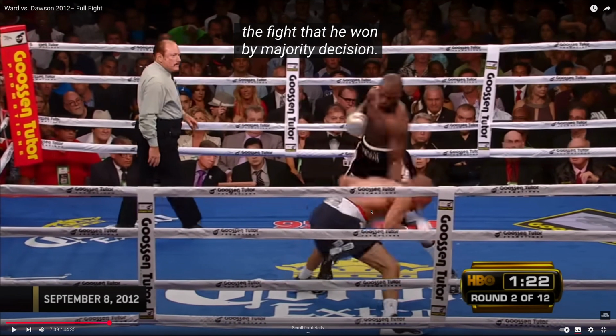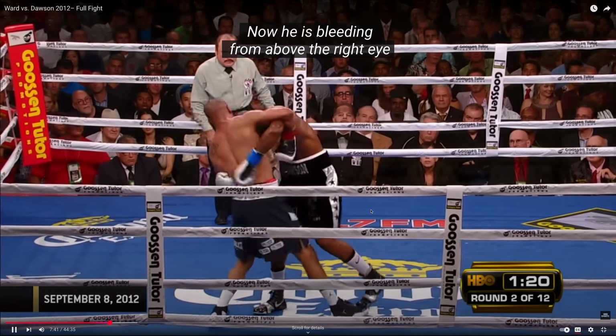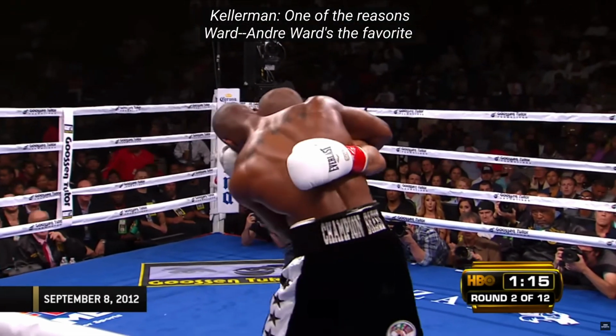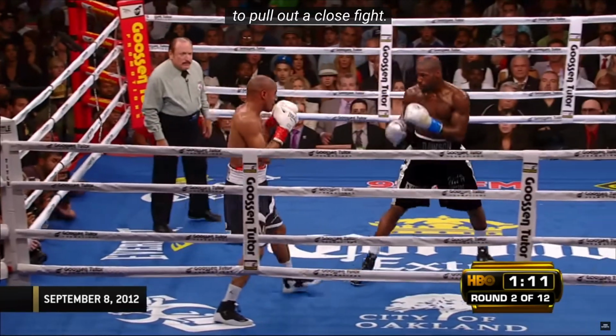Potentially out of position. And why do we say potentially out of position? Because he's only in a position to defend right now. And by defend, which means not get hit. When we say out of position, we want to have all three things available for us: attack, defend, and move. Is there anything missing in the situation based on where Ward is at? Those are questions that we ask in the film. Now he is bleeding from above the right eye here in round two. One of the reasons Andre Ward's a favorite is because there's a sense that he'll do what it takes to win, to pull out a close fight.